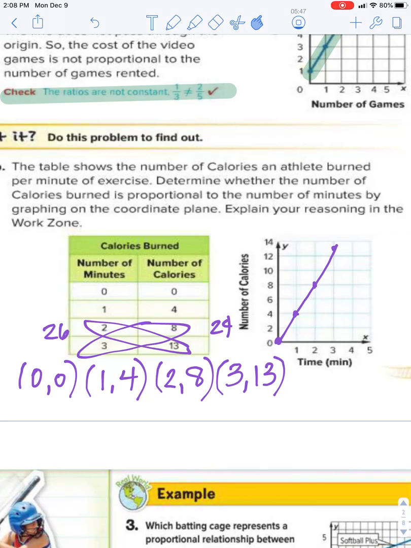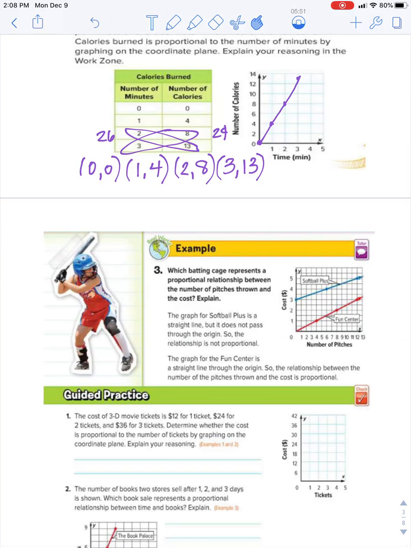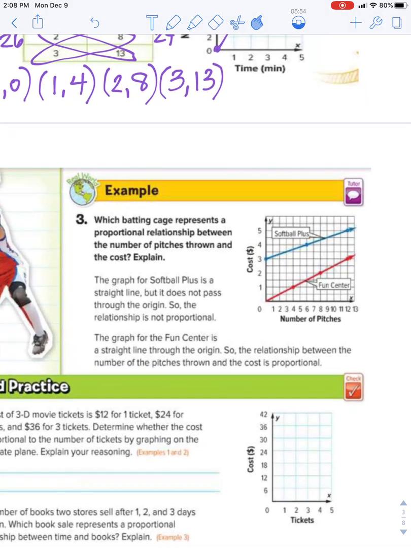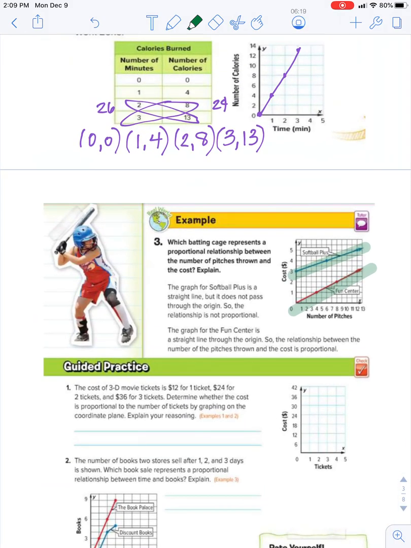All right, so if we go down to example 3, we can see there's already 2 lines on this graph. Which batting cage represents a proportional relationship between the number of pitches thrown and the cost? Explain. The graph for softball plus is a straight line, but it does not pass through the origin. So we can see here softball plus in green and blue. The graph for the fun center is a straight line through the origin, so the relationship between the number of pitches thrown and the cost is proportional. So we're just reading the graphs there. Remember, linear goes through the origin.